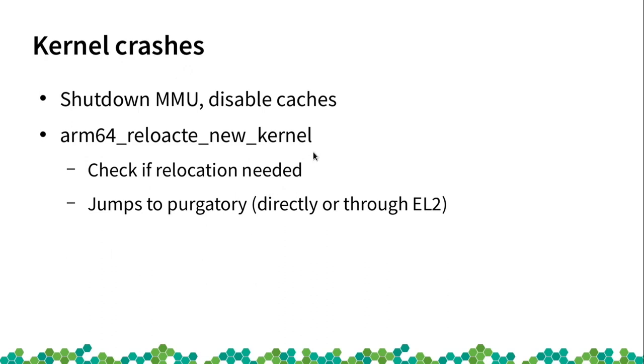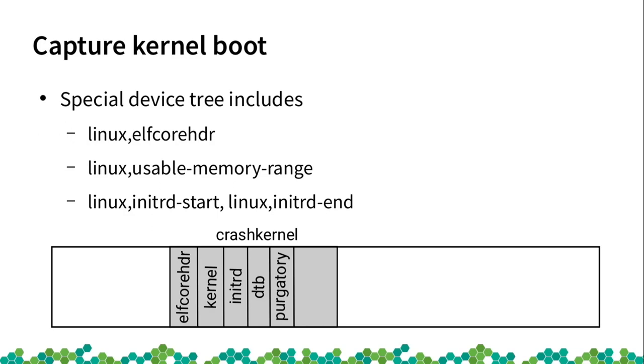And this is an assembly file which basically checks if the relocation is needed. In the case of a crash kernel, it's not needed, and it jumps directly to the purgatory, which we have seen before. And then the purgatory starts up and knows through the device tree what it has to do. Sorry, the device tree of the kernel. Okay. Then the kernel starts. The purgatory starts the kernel.